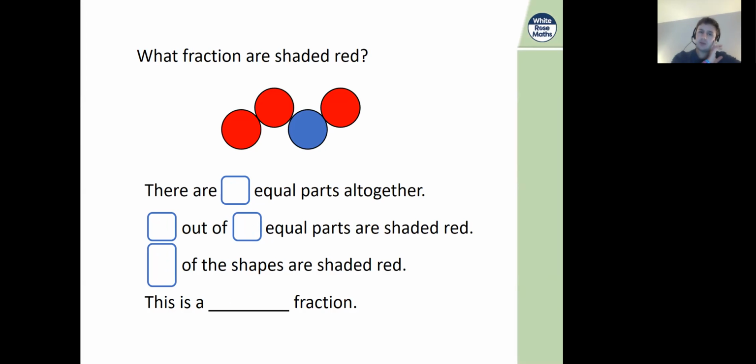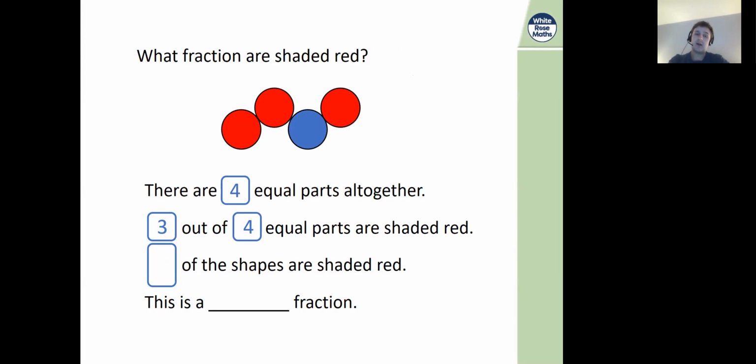What about this arrangement then? Have a think about the sentences there and see if you can complete them before we have a go together. So, how many equal parts altogether? Well, we've got 4 there, so there's 4 equal parts. How many of the equal parts are shaded red? Well, 3 out of the 4 equal parts are shaded red.